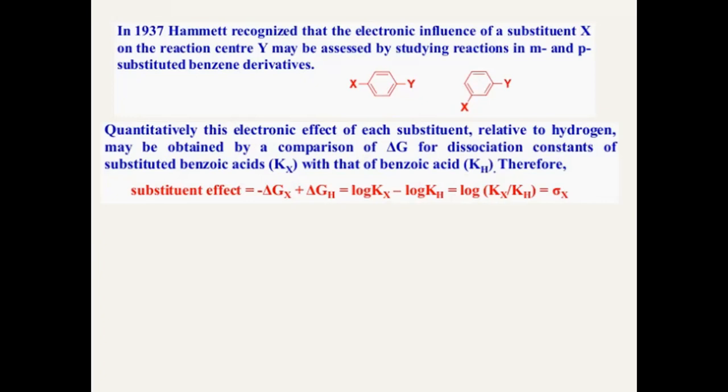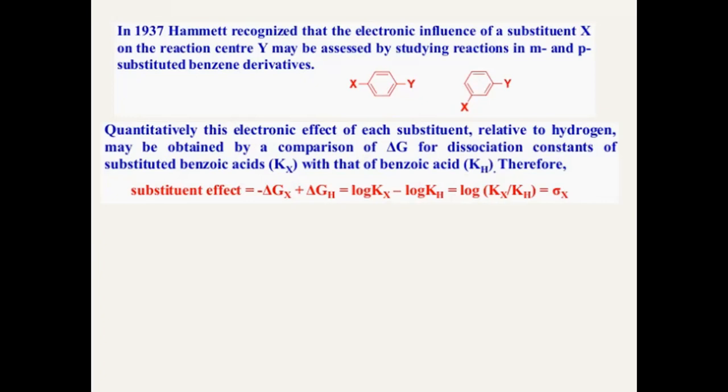See, delta G is nothing but the free energy change. What is the free energy change? Free energy of the system before the reaction and free energy of the system after the reaction. If you subtract, free energy of the product minus free energy of the reactant, that is called the free energy change. Okay. So by comparing the delta G for the dissociation constant of substituted benzoic acid with benzoic acid, two compounds are studied: simple benzoic acid and substituted benzoic acid.